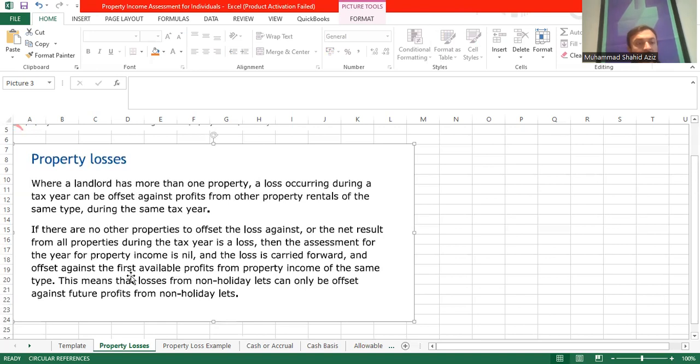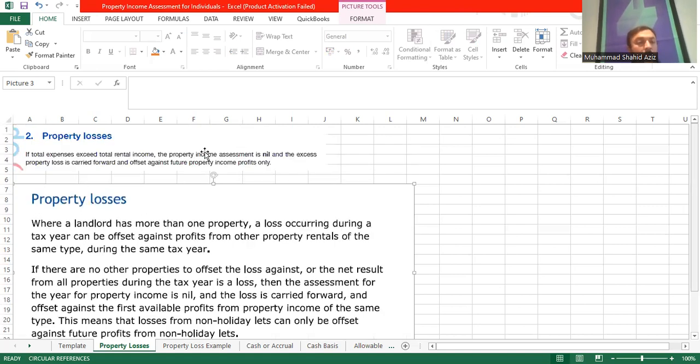And offset against the first available profits from the property income of the same type. This means that losses from non-holiday lets can only be offset against future profits from non-holiday lets. So if total expenses exceed total rental income, the property income assessment is nil and the excess property loss is carried forward and offset against the future property income profits only. You cannot offset against any other income, only against property income.